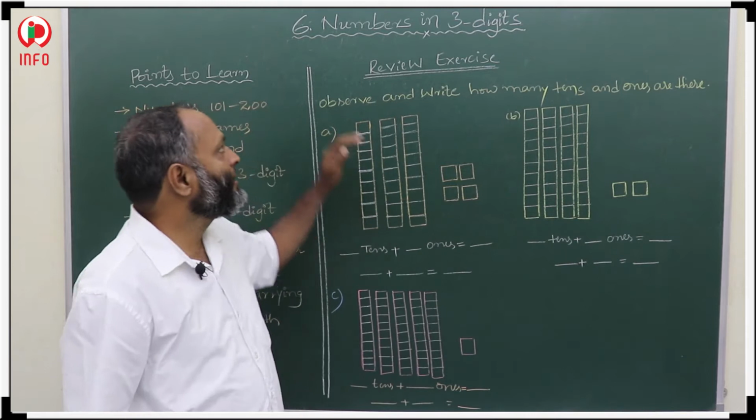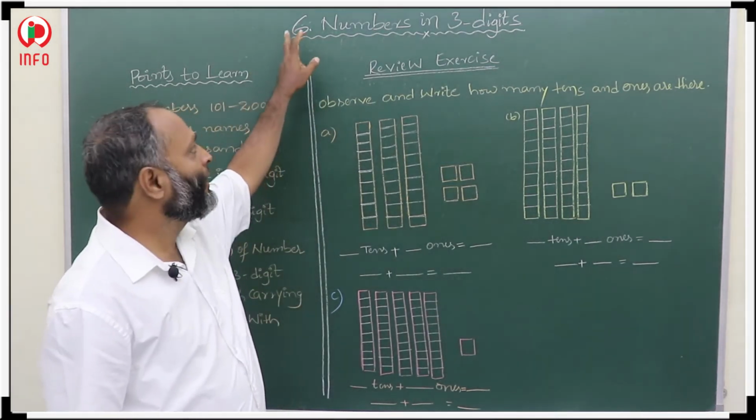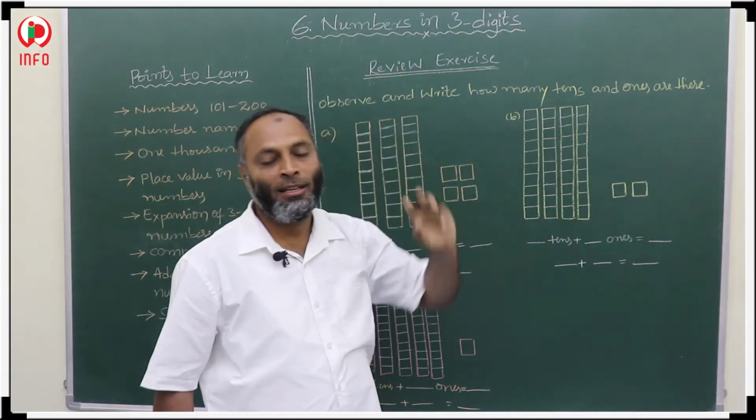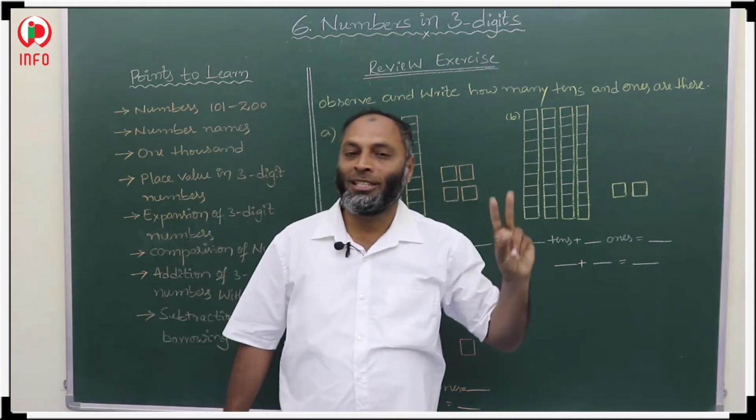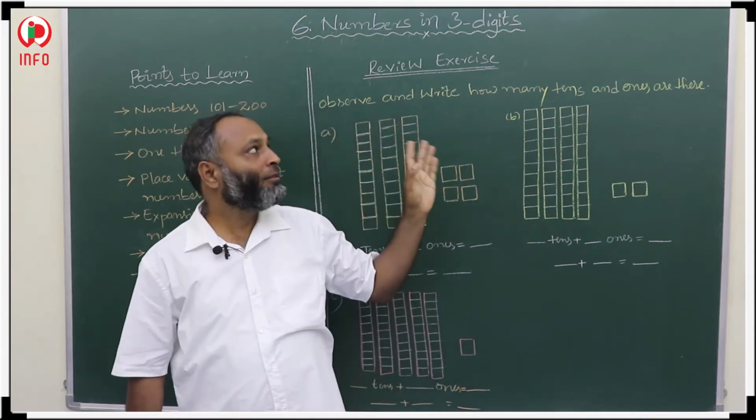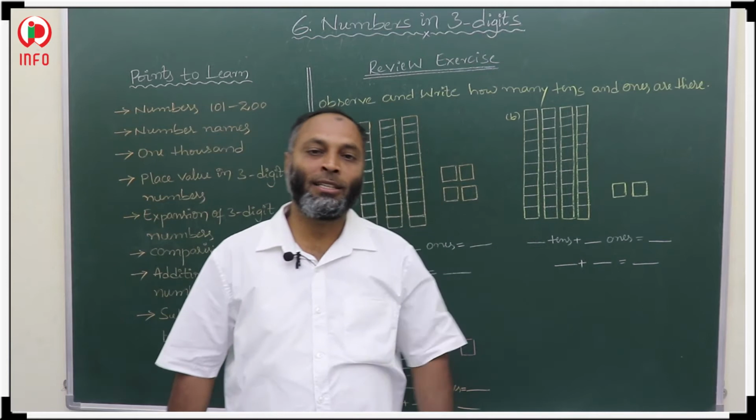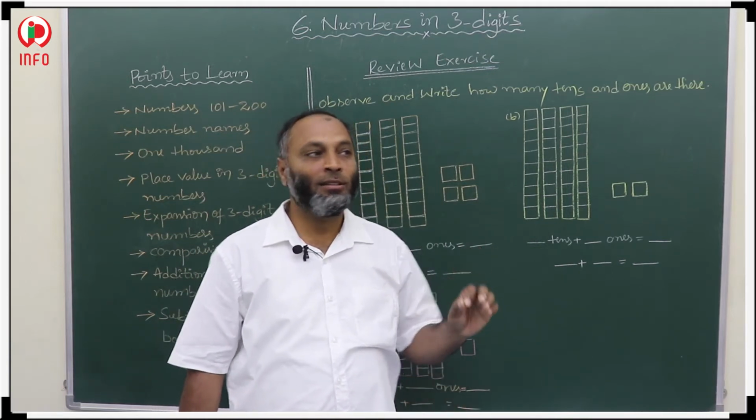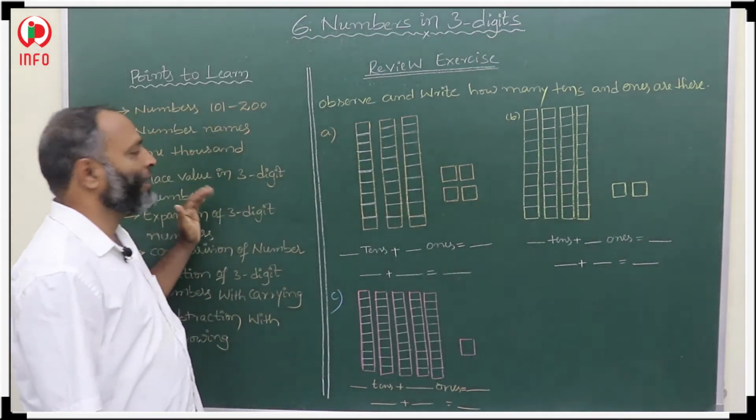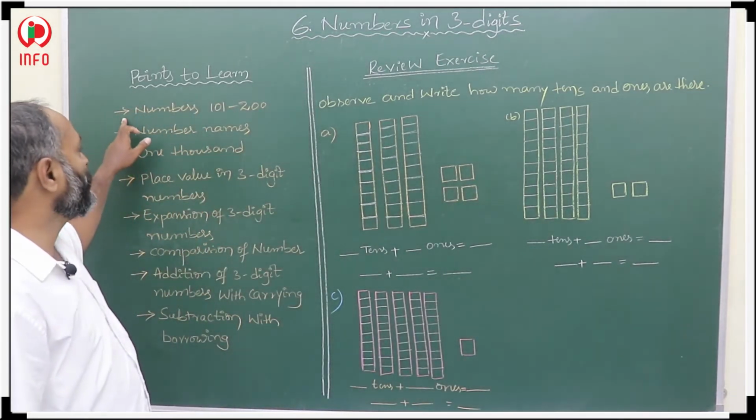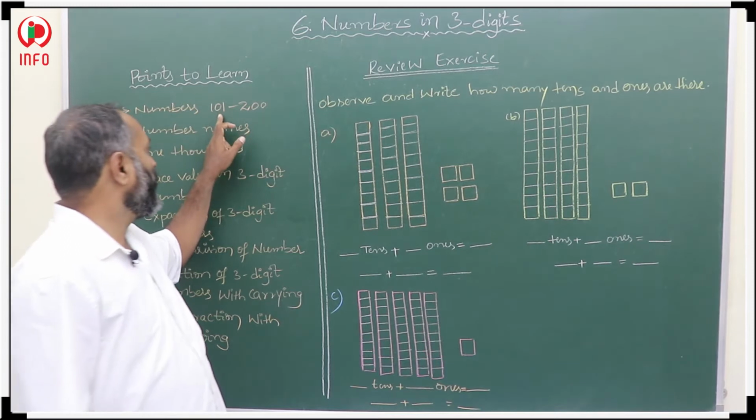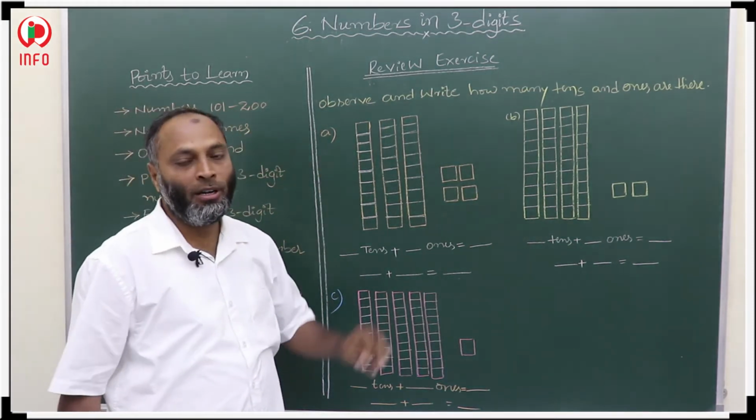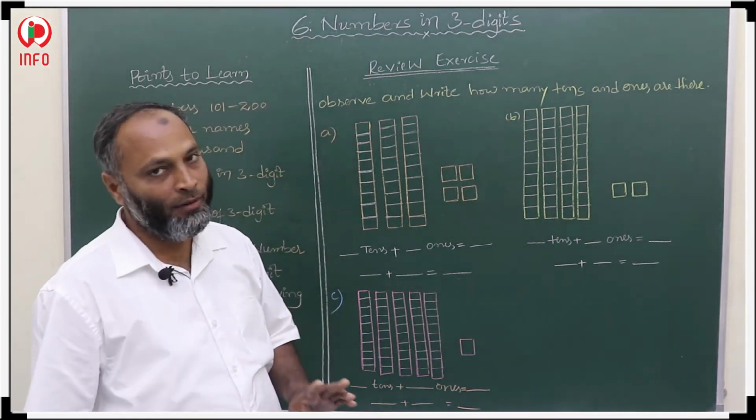Yes, now children, see here our next chapter, numbers in 3 digits. We discussed 2 digit numbers, so now we are going to discuss 3 digit numbers. What are we going to discuss in this chapter? We are going to discuss the 3 digit numbers, numbers from 101 to 200 first.